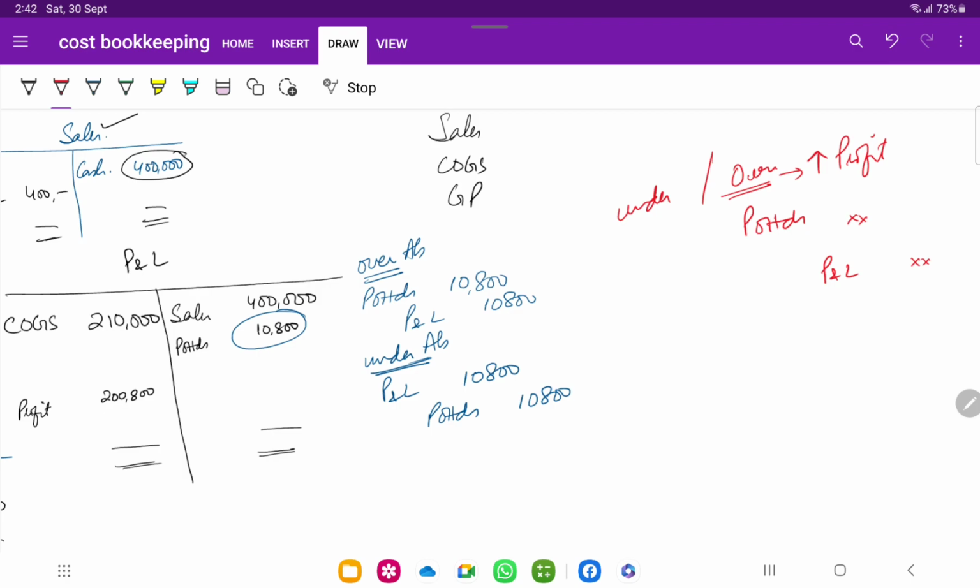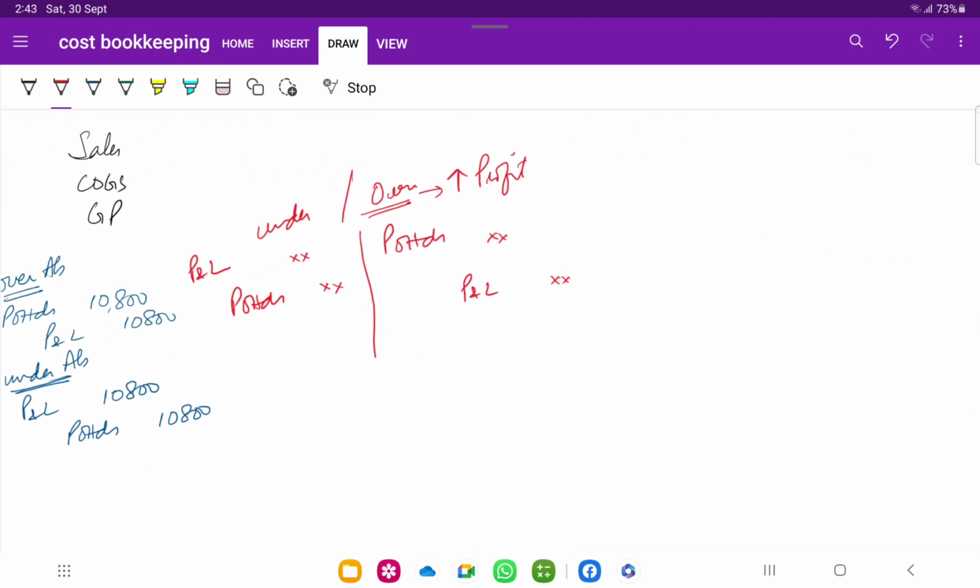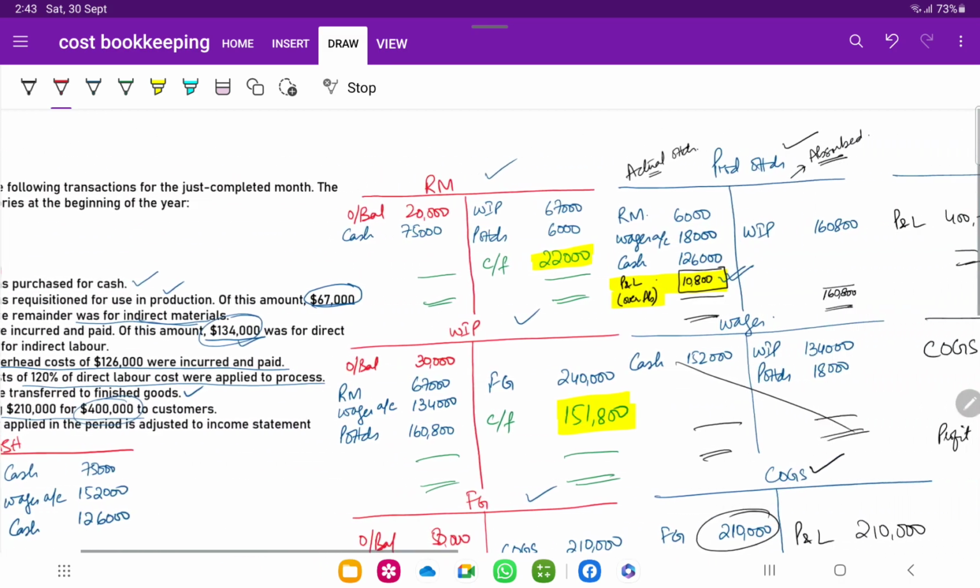And an under absorption actually shows the under recovery of overhead. In that case, because we have to reduce the profits, we have to pass an entry and charge it to the debit side of the P&L. So the profit and loss account will be debited, and we will make a credit entry in the production overhead T account. In case of under or over absorption, this is the entry we are going to make. Again, overhead MCQs are quite common.